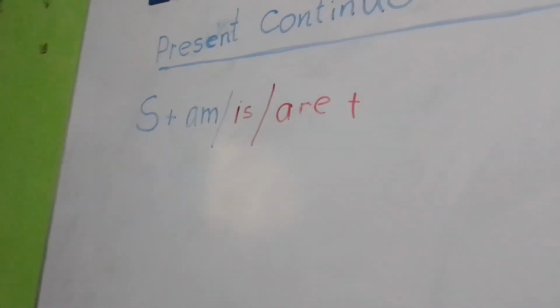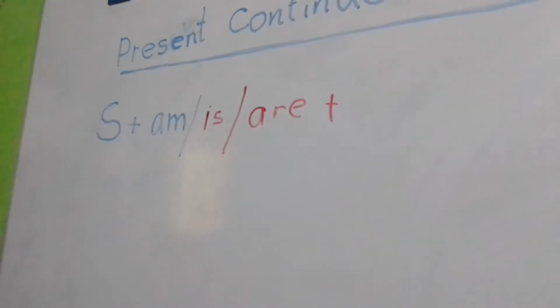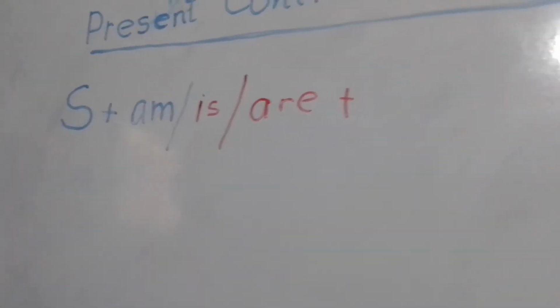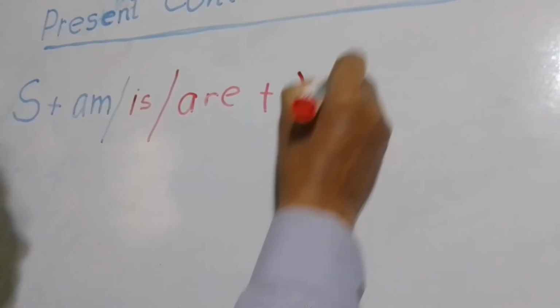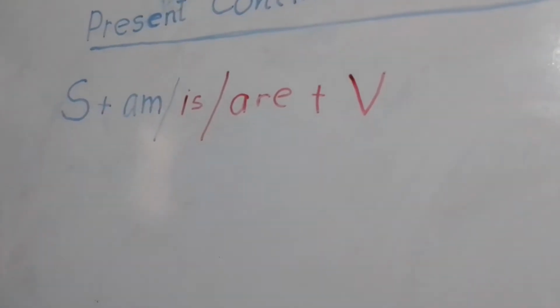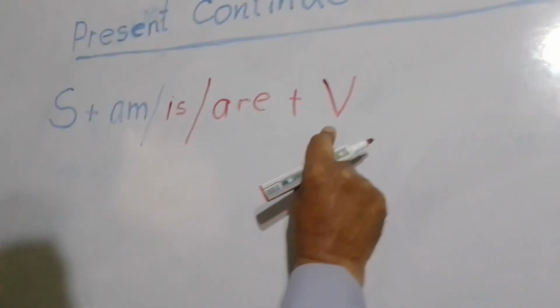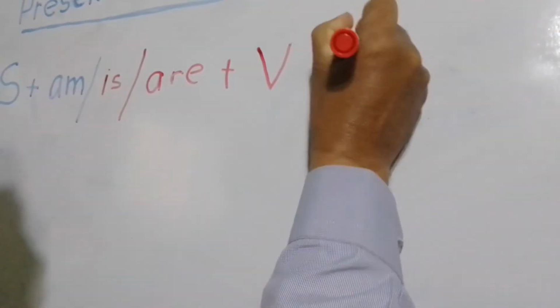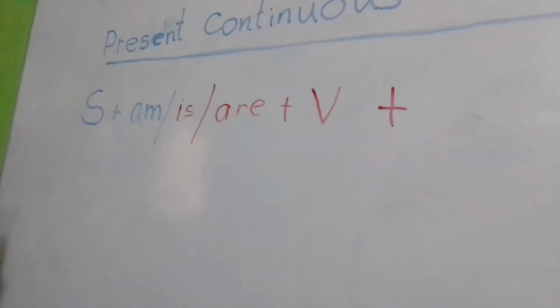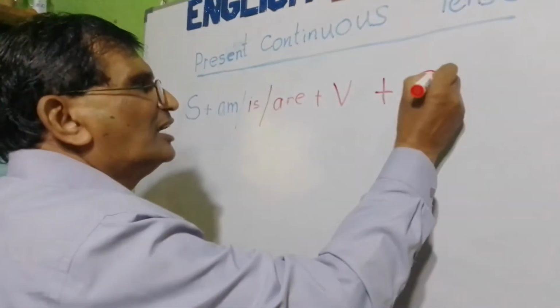Okay, students. Can you tell me what do you use after the auxiliary verbs? We use the verb after the auxiliary verb with ing. I will name it as V. Okay. What do you use after the verb? We use the object after the verb.